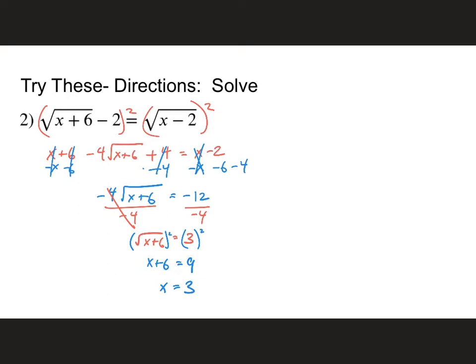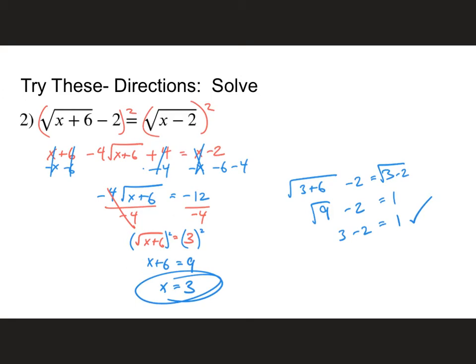Now, I'm going to check this. I'm going to plug it into my original equation. So I have the square root of 3 plus 6 minus 2 equals the square root of 3 minus 2. That's 1 on the right-hand side. I get the square root of 9 minus 2, which is 3 minus 2 on the left. That does in fact work. So x equals 3 is my one and only solution. Good job, Pod guys. Good job.